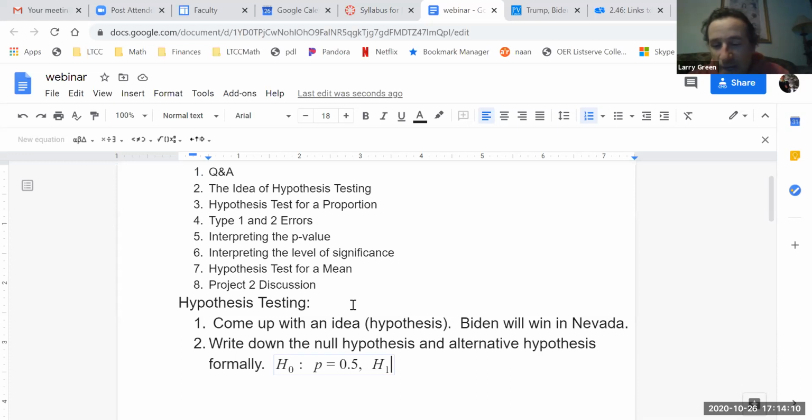So it'll be either H1 or HA. H1 as in 0 and 1, kind of the other side of 0, or HA, A for alternative. And then you'll see a colon, not an equal sign. You never have an H equals. And then we always write the same thing, P. Now if Biden wins, what does that tell you about P?